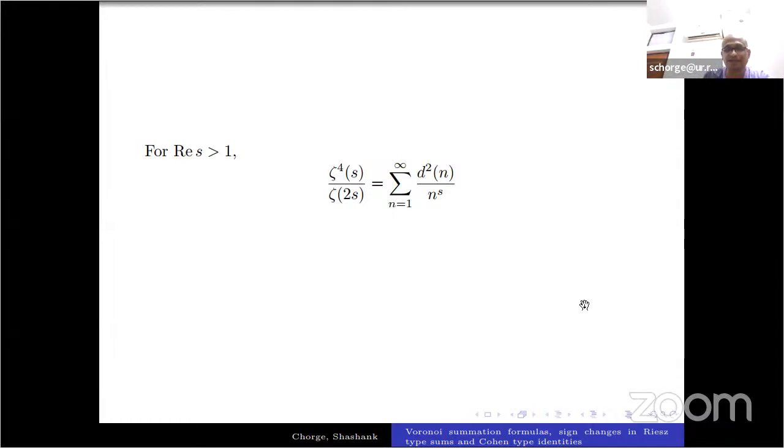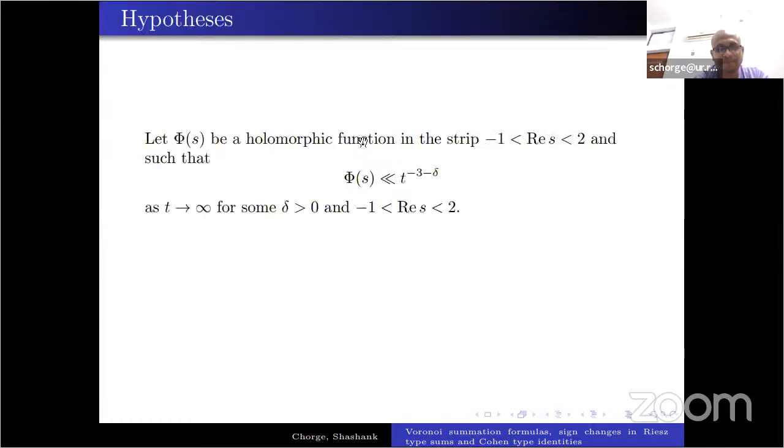Okay. So d squared of n, the square of the divisor function, has a Dirichlet series representation given by the following formula for real part of s greater than 1, and of course it has a closed representation in terms of zeta functions, which is zeta(s) raised to 4 divided by zeta(2s). So this raised to 4 means just a regular fourth power. This doesn't mean composition, just to avoid confusion.